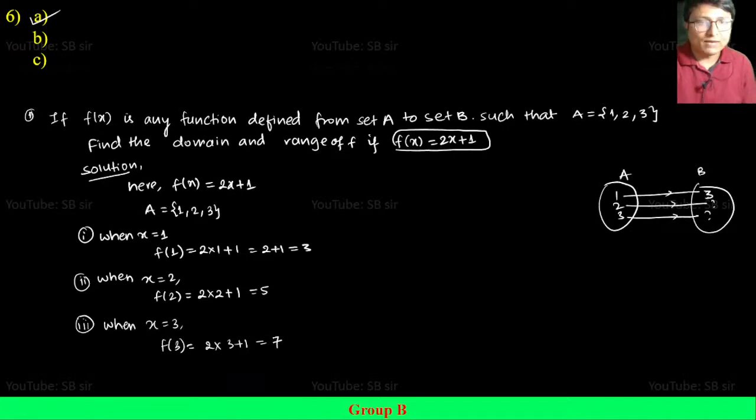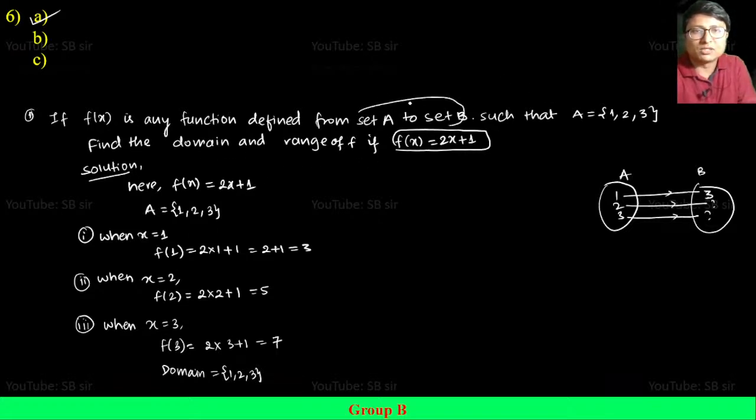So what we have to do is find the domain as well as the range. The domain is the collection of the values of x. So it is 1, 2, 3. It is already given there. The elements of set A are the domain, and the elements of set B will be the range here, since they will be the corresponding elements of set A.